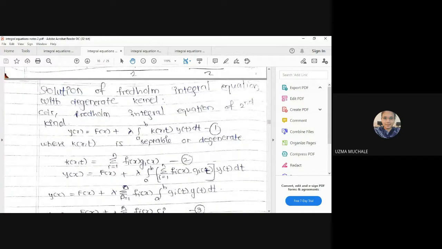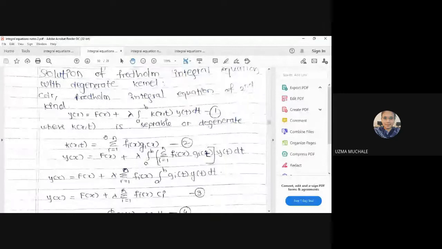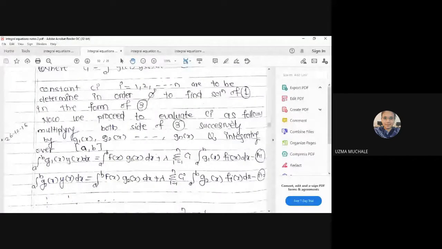equation with degenerate kernel. In this case, we have a non-homogeneous part. Non-homogeneous means what? f of x is present. In homogeneous, f of x is not present, right? So here again a separable kernel is given.